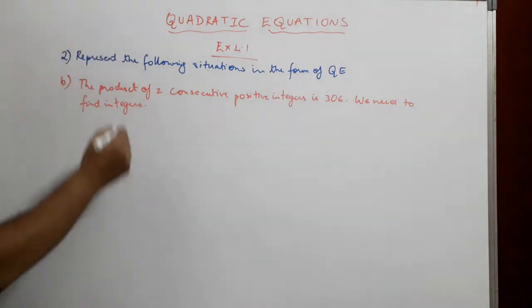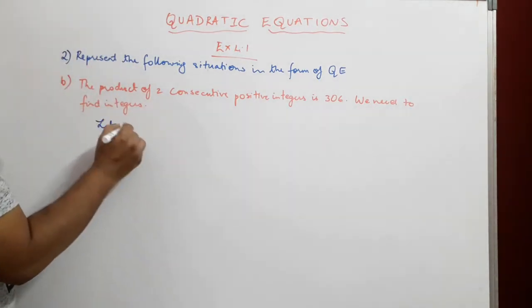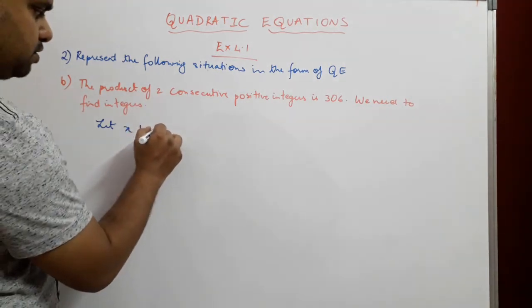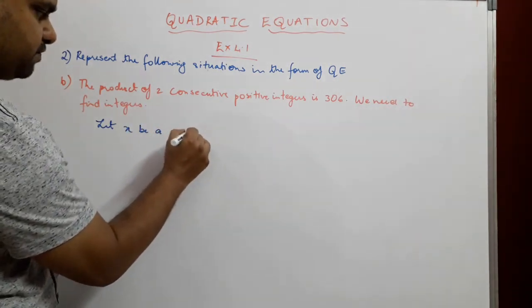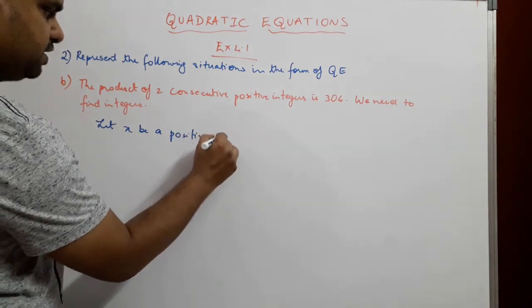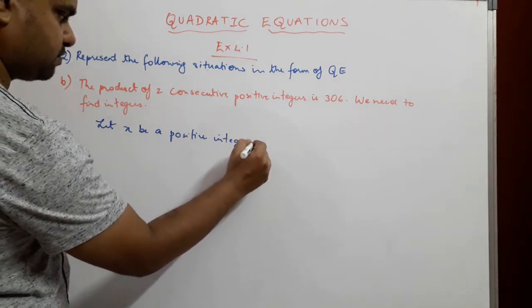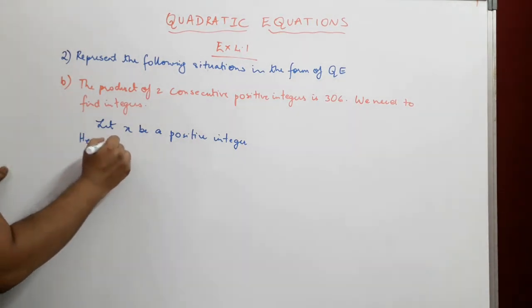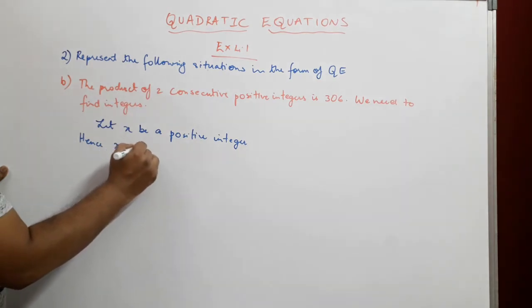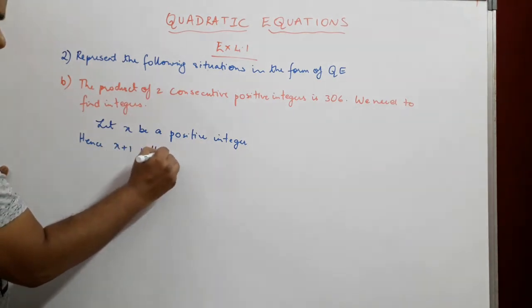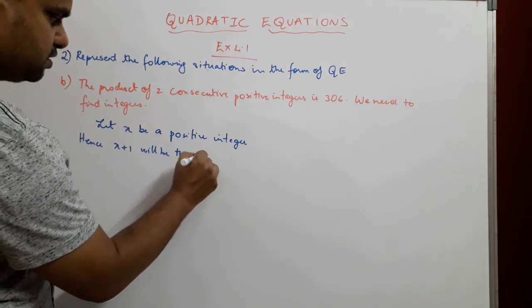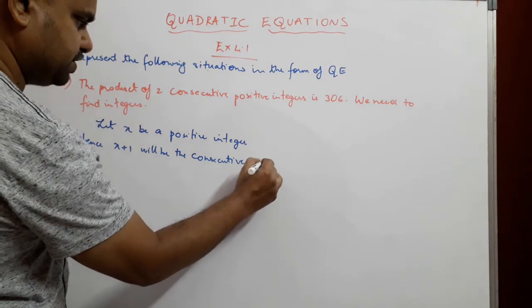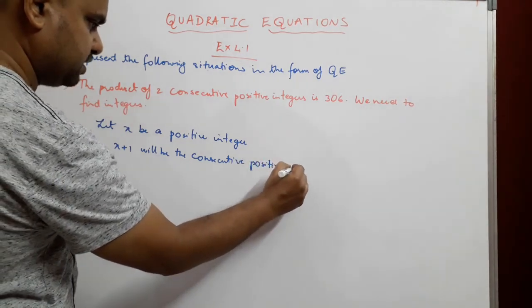So we'll take, let x be a positive integer. Hence x plus 1 will be the consecutive positive integer.